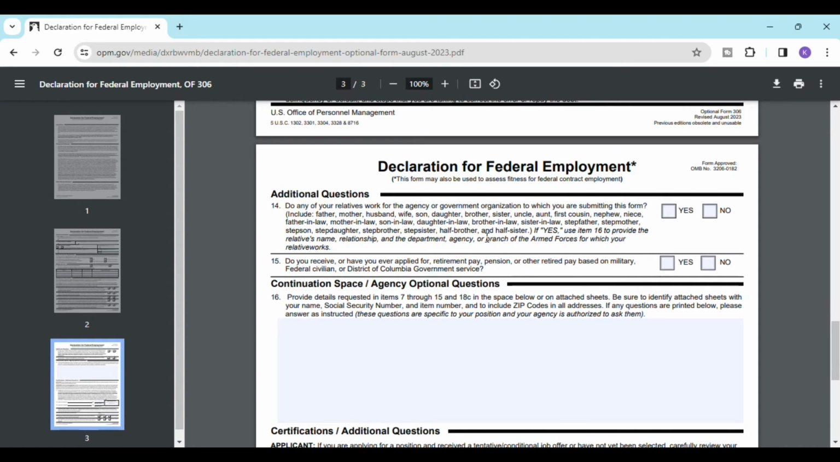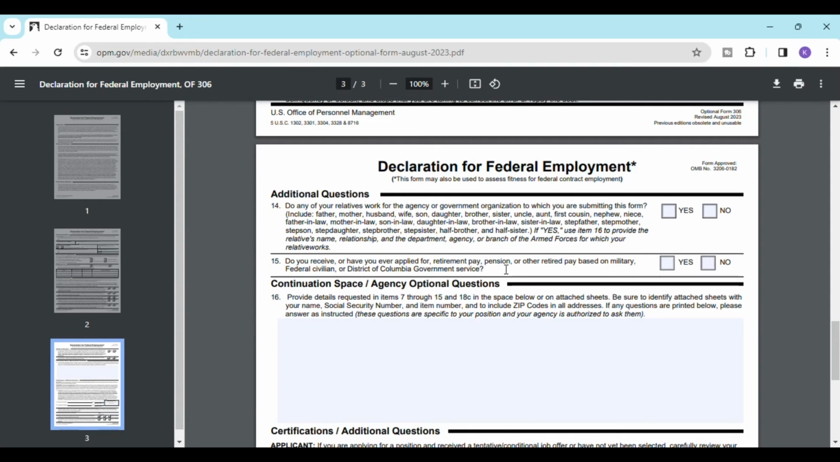So you would just put yes or no. If it's yes, then explain what it asks here: the name, your relationship, what department or agency or branch that they work for. So number 15, do you receive or have you ever applied for retirement pay, pension, or other retired pay based on military, federal civilian, or District of Columbia government service?